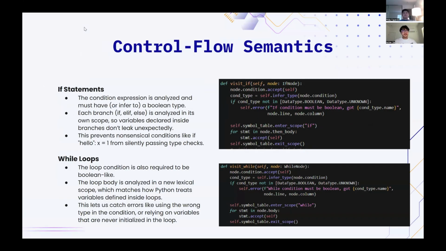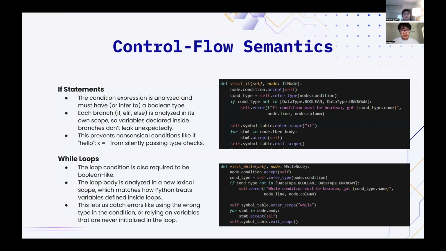Control flow semantics. For if semantics, the condition expression is analyzed and must be or infer to a Boolean type. Each branch, such as if, else if, and else, is analyzed in its own scope, so variables declared inside branches don't leak unexpectedly. This will prevent nonsensical conditions like if "hello" == 1 from silently passing type checks.